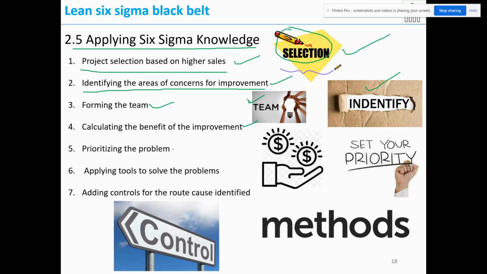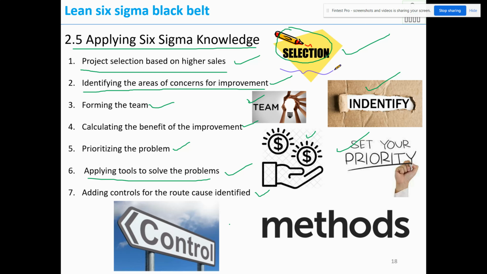Then prioritizing the problem. There we will list out many potential causes, and we will prioritize them, and then apply the tools to solve the problem. Then adding controls for the root cause identified. Once we find the root cause and solve it, we identify the controls so that next time it should not repeat. So this is applying Six Sigma knowledge in any project.